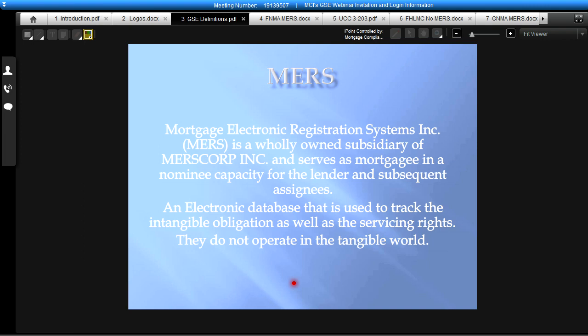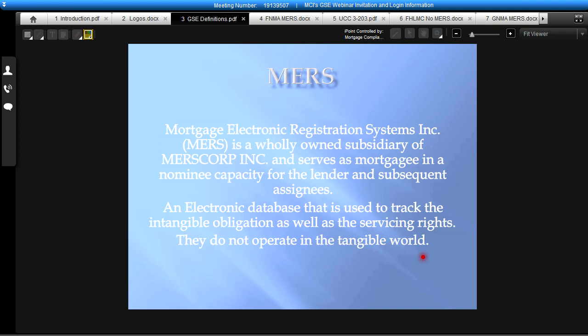An electronic database that is used to track the intangible obligation as well as the servicing rights. They do not operate in the tangible world. They operate in the intangible world.